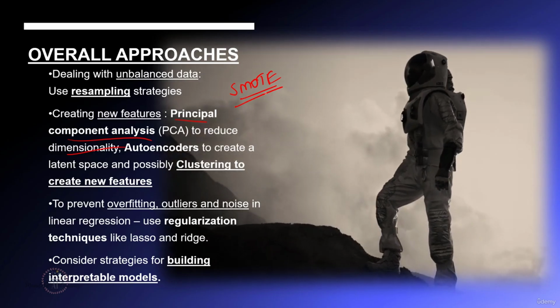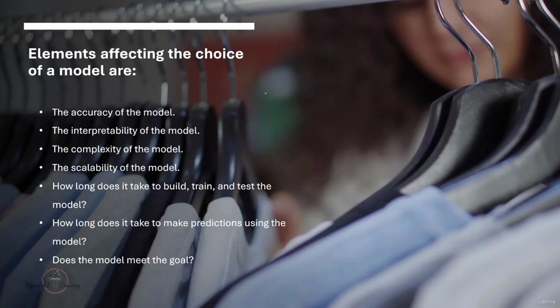Now, whenever I'm selecting the model, some of the elements that would affect the choice of my model are: one, obviously, the accuracy of the model; two, the interpretability of the model; three, the complexity of the model. If the model is too complex, we'll try to stay away from it. Next, scalability of the model. Can I extend it to the higher amount of data that I have for my enterprise? That is one thing that we are going to consider.